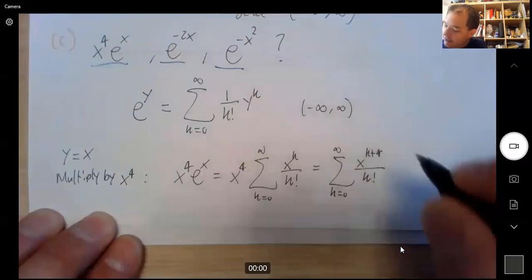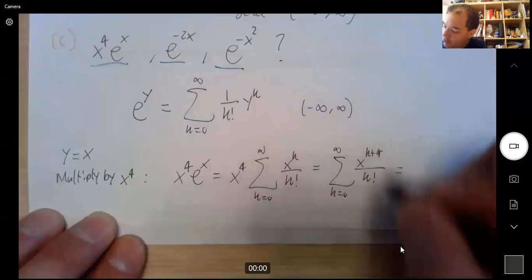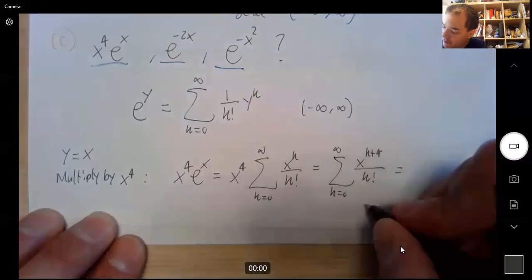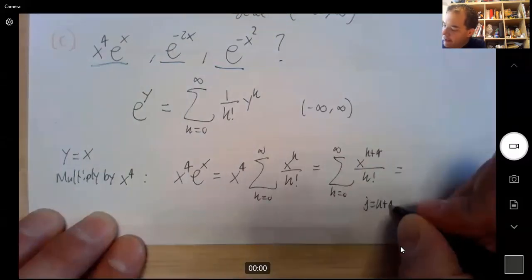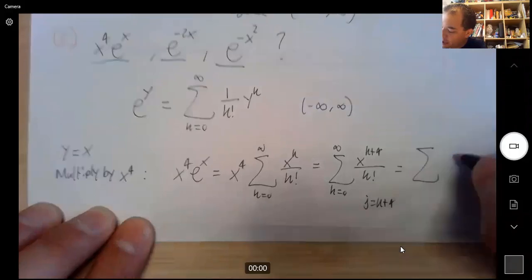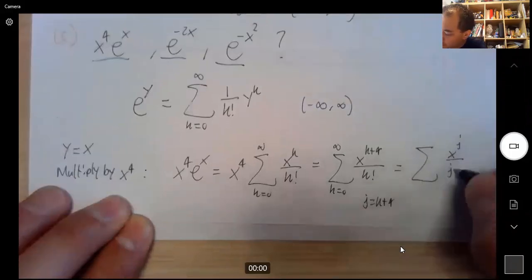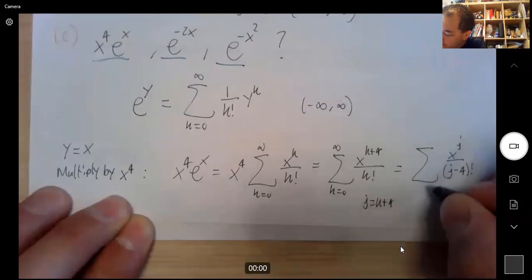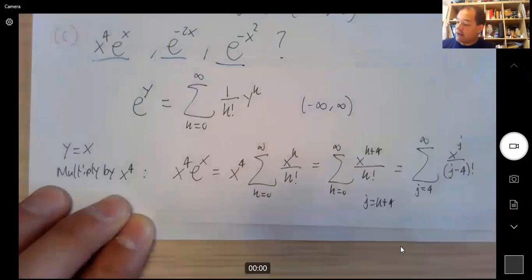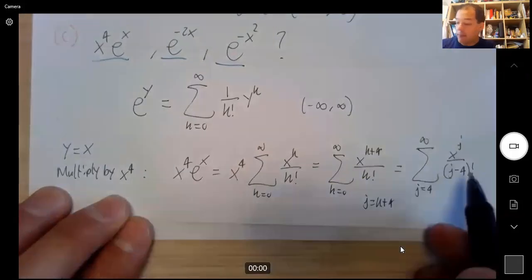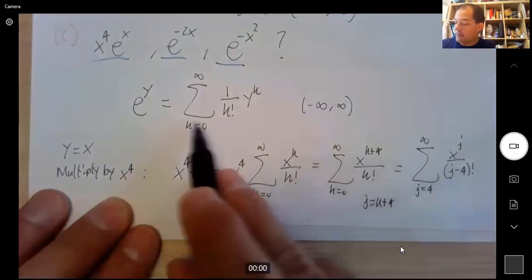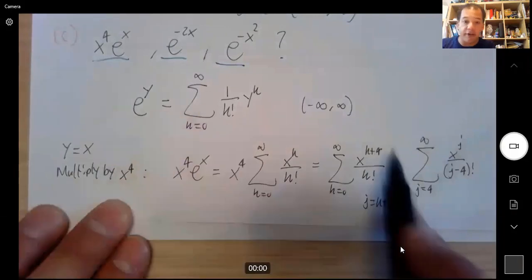And if you don't like that it says k plus 4, you can do a j substitution where j is k plus 4. And then this becomes x to the j over j minus 4 factorial from 4 to infinity. And where is this convergent? Everywhere, because the original one was convergent everywhere. So this one is also convergent everywhere, right?